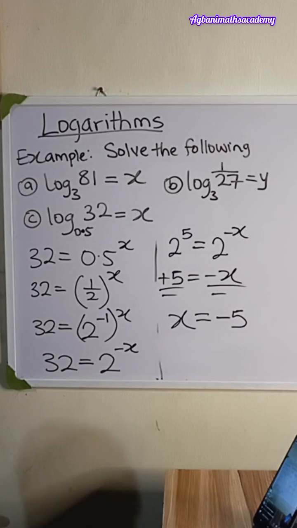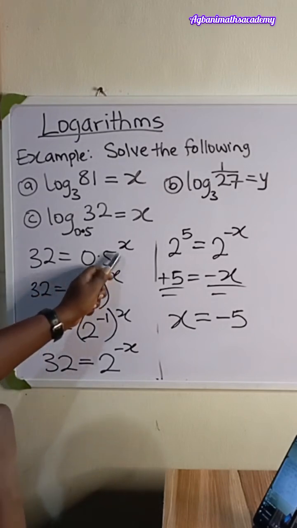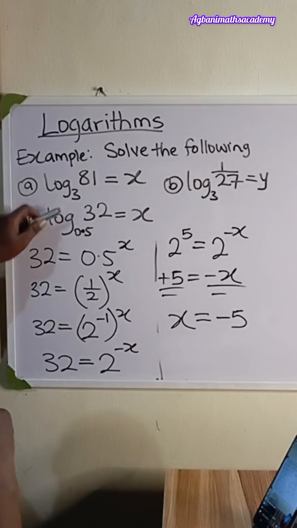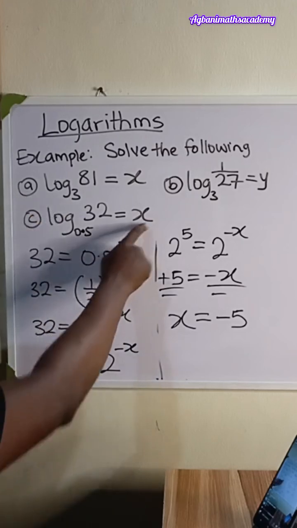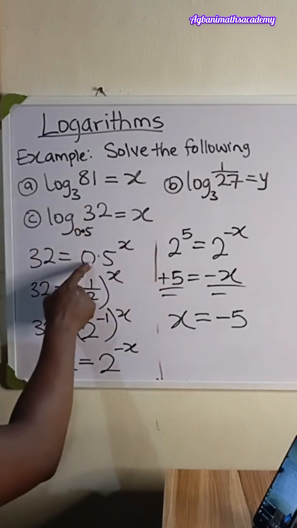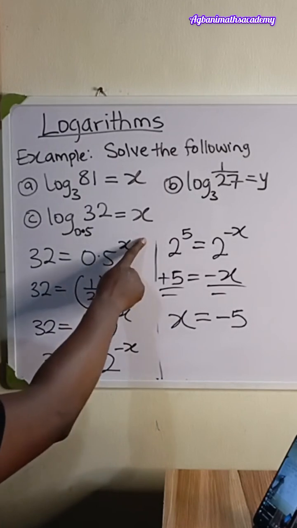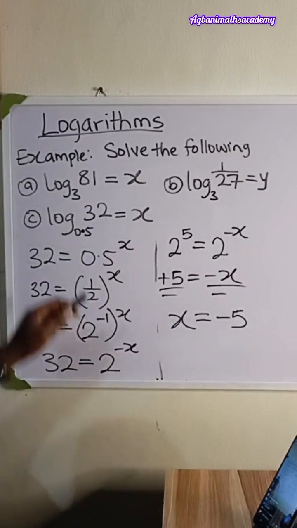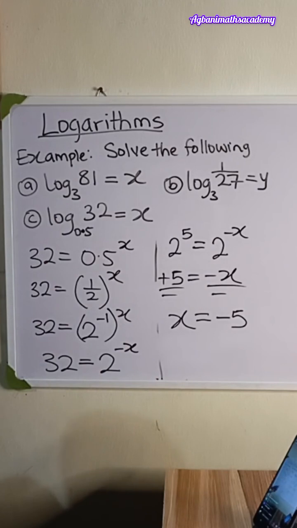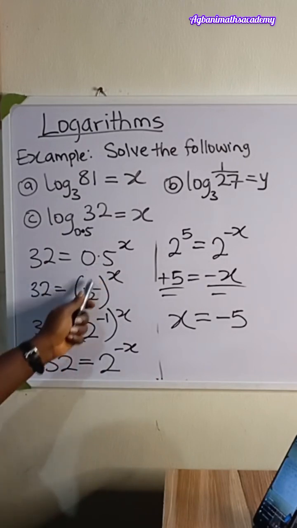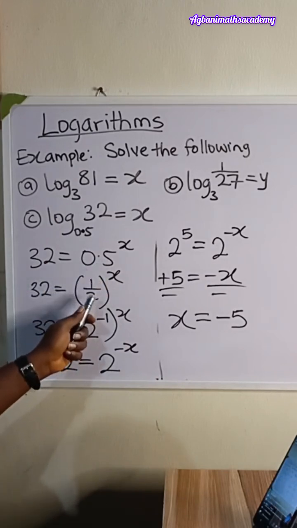So we have x is equal to minus 5. Okay, let's try one more time. So we have 32 is equal to 0.5. We started from here actually. So when we move 0.5 this way, we now have 32 is equal to 0.5 to the power of x. But 0.5 is in decimal form. The equivalent in fraction, if you convert 0.5 to fraction, it will give you 1 over 2.